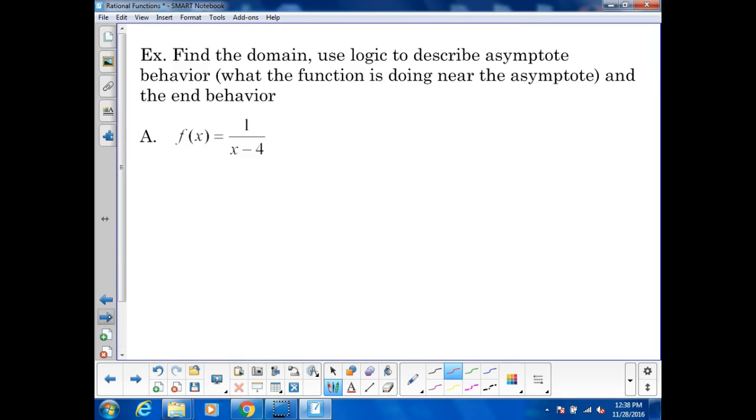Alright? So, you now try that one. Okay? Find the domain, use logic to describe the asymptotal and end behavior. What's the domain? X equals what? 4. Okay. So all real numbers, with the exception x cannot equal positive 4. Okay. What does that mean for vertical asymptotes?